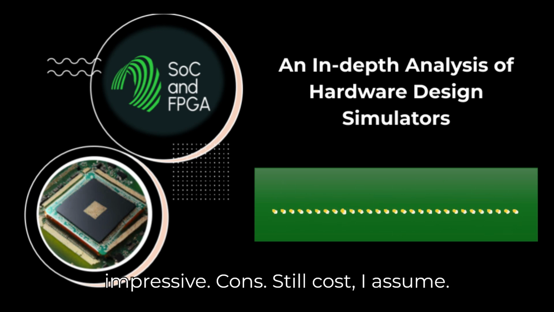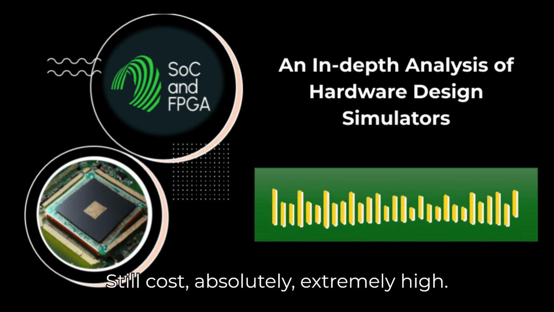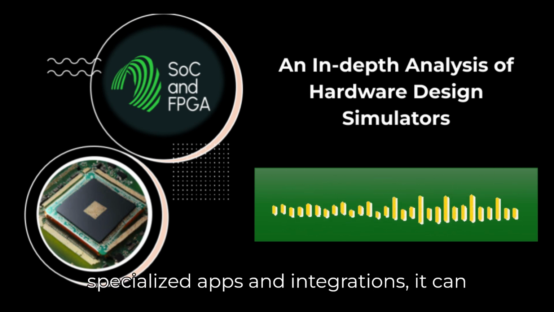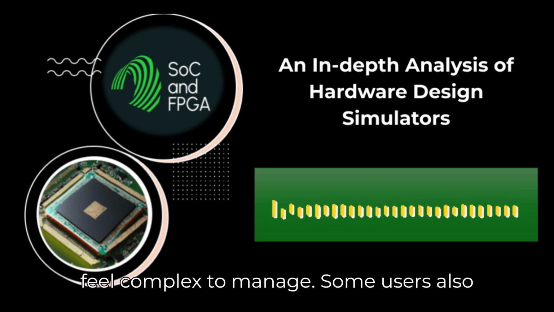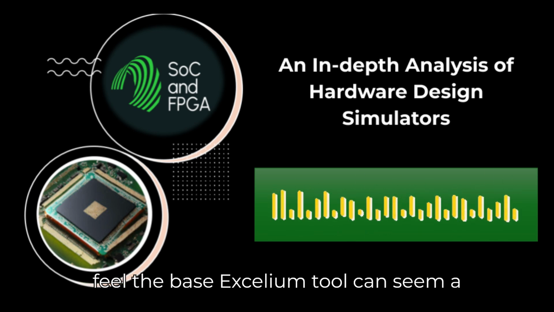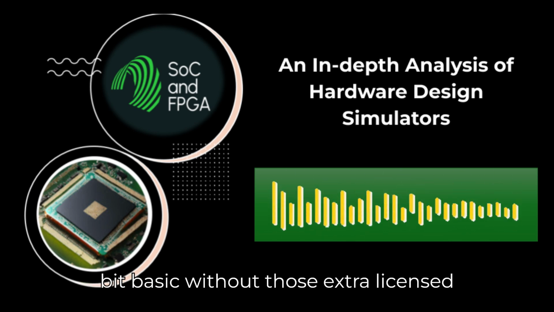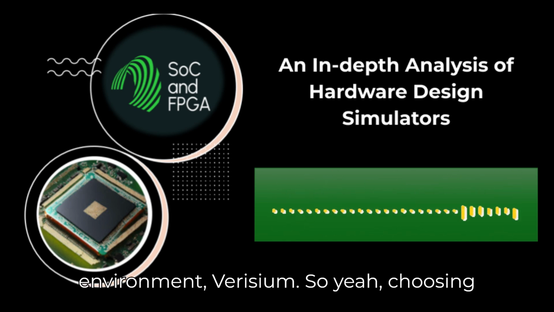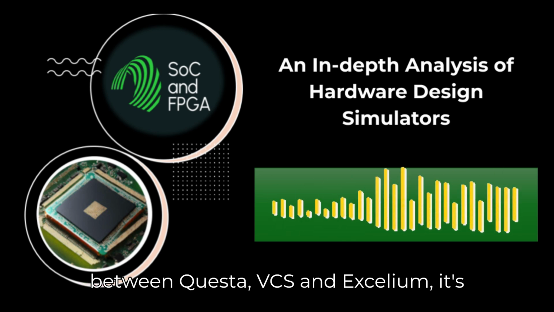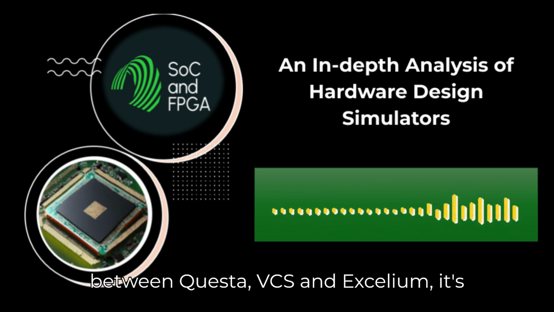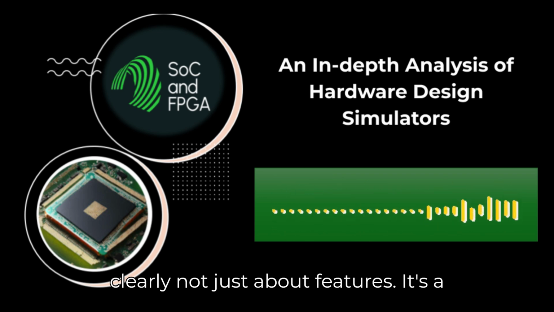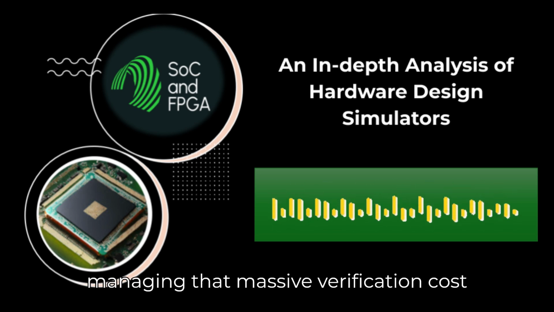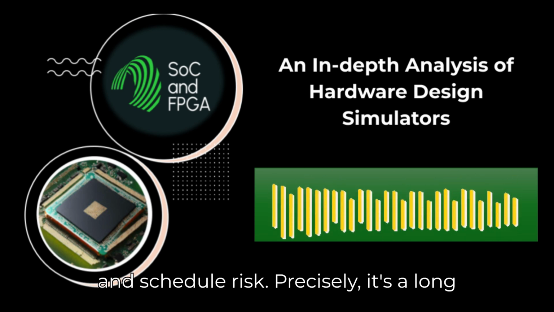Sounds impressive. Cons? Still cost, I assume. Still cost, absolutely, extremely high. And because its power comes from many specialized apps and integrations, it can feel complex to manage. Some users also feel the base Xcelium tool can seem a bit basic without those extra licensed add-ons like their advanced debug environment, Verisium. So yeah, choosing between Questa, VCS, and Xcelium, it's clearly not just about features. It's a huge strategic decision based on history, the type of chips you make, and really managing that massive verification cost and schedule risk. Precisely.